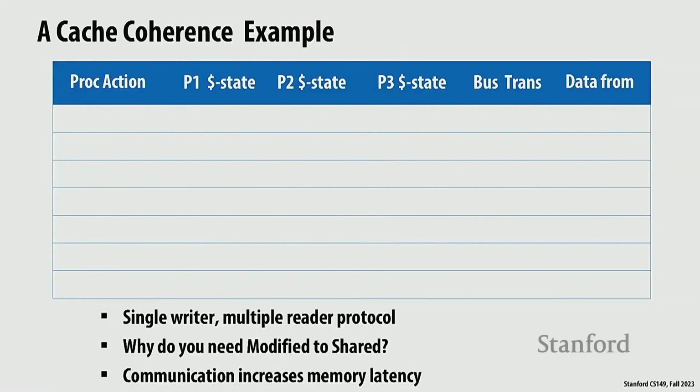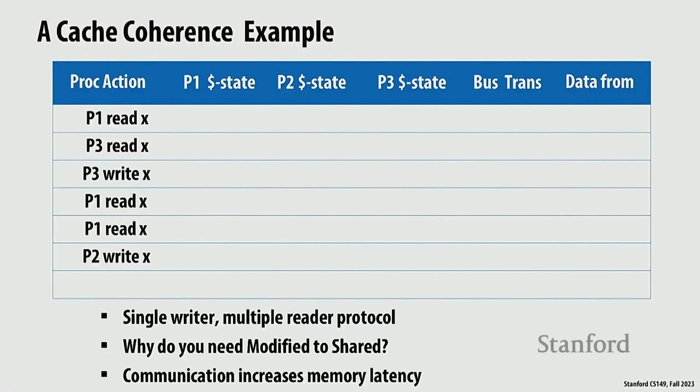All right, so, cache coherence example. Here are the processor actions by the different processors. To simplify things, we're just using one address. What we want to look at is the state of the cache line in the 3 caches, the bus transaction that results from the processor action, and where the data comes from. Okay?